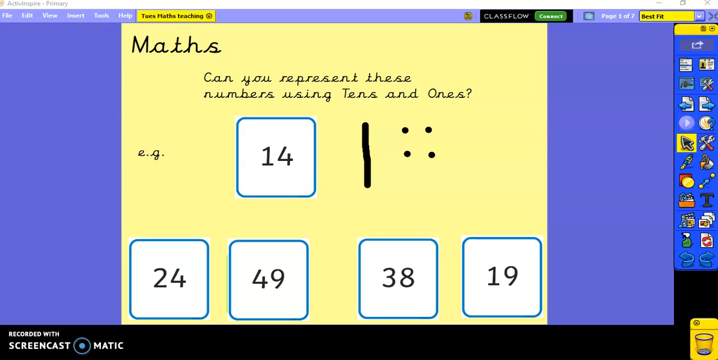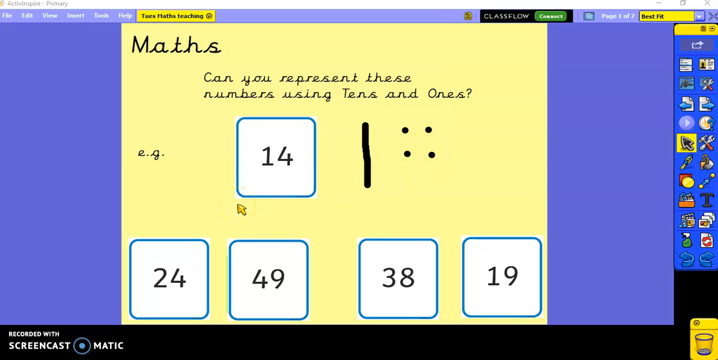So remember, you were doing lots of work on this yesterday. I've given you an example here where I've got the number 14. Can you show me the tens and ones? Remember, you can just draw it using your sticks and stones to represent how many tens and how many ones it's got. So remember, a stick is worth 10, and then each of the little stones are your ones. So I've got 10 and 4 ones. So 10, 11, 12, 13, 14.